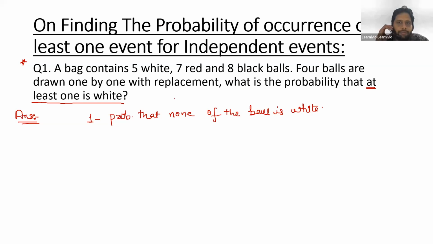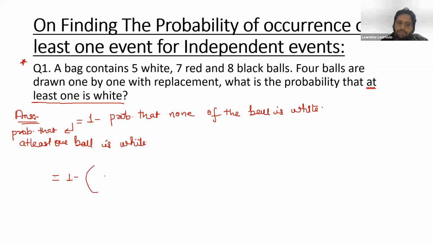Okay. Let me solve this one. So required, I will write here, it is equal to what we need: probability that at least one ball is white. Okay. So probability that none of the balls is white, so one minus, so that means A intersection B intersection C intersection D. And I have taken A as first ball is not white.